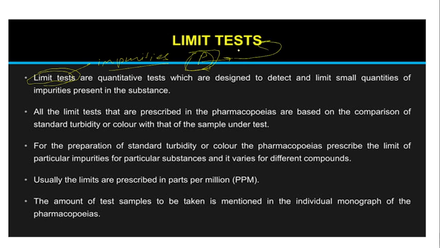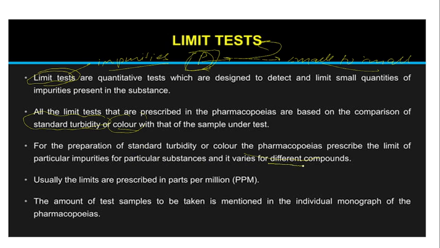Even these are tests which are very sensitive and they can detect even a small impurity present in the product. That's why we prefer using limit tests. All the limit tests prescribed in the pharmacopoeias are based on the comparison of standard turbidity or color with that of the sample under test. For the preparation of a standard turbidity or color, the pharmacopoeias prescribe the limit of particular impurities for a particular substance, and it may vary for different compounds.